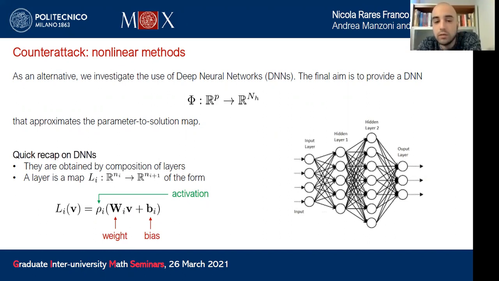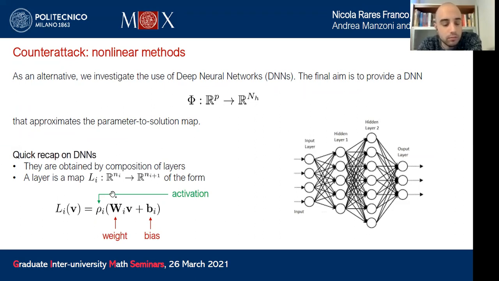And the idea, brutally speaking, is to employ a neural network, which is a nonlinear approximator that directly maps the parameters to the high fidelity solutions. Given a parameter mu in R^P, I can directly give you the whole solution on the high fidelity mesh. And as you may expect, this is going to be a very, very massive network. But how to construct it? That is the first problem.